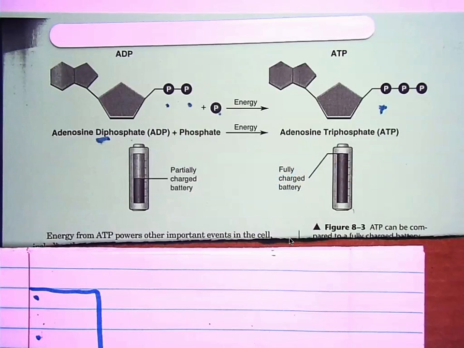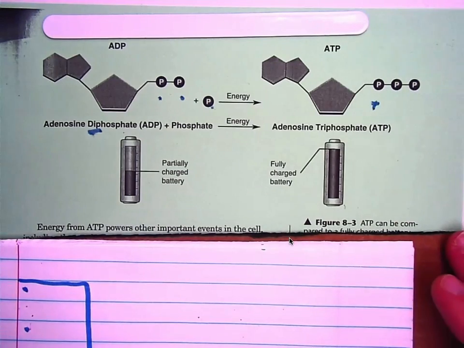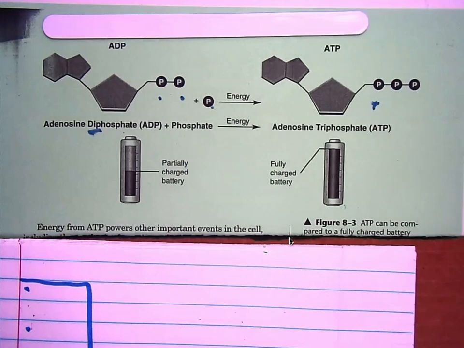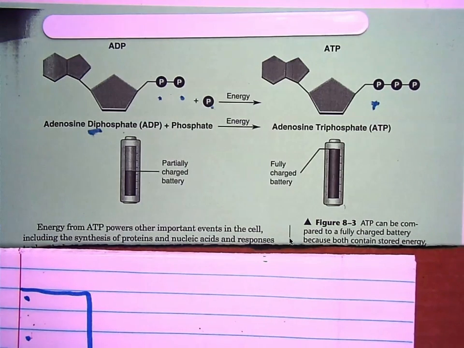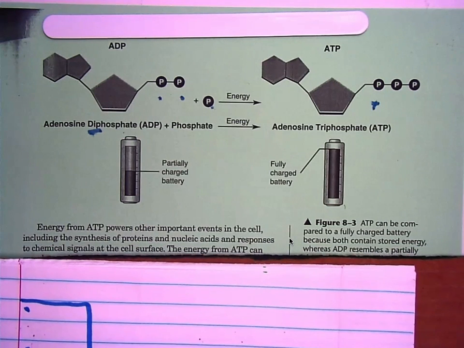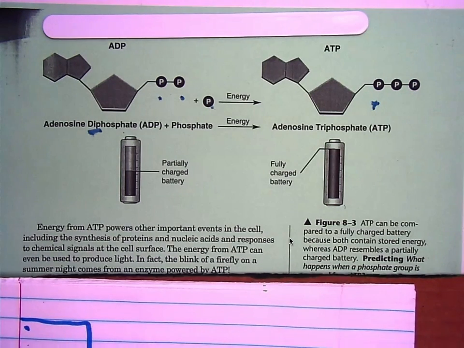Okay, let's go back to our book and let's keep reading. Energy from ATP powers other important events in the cell, including the synthesis of proteins and nucleic acids, and responses to chemical signals at the cell surface. The energy from ATP can even be used to produce light. In fact, the blink of a firefly on a summer night comes from the enzymes powered by ATP. Oh my goodness, God is so cool.